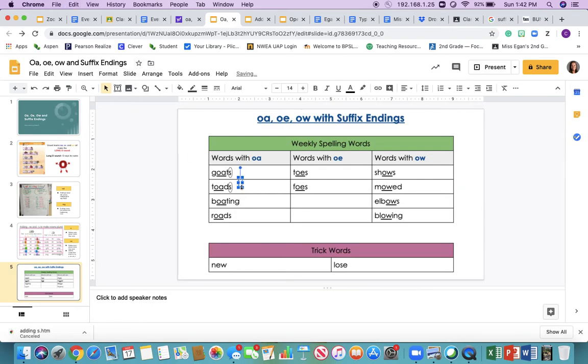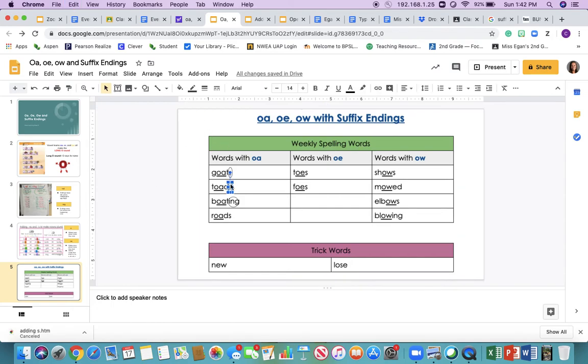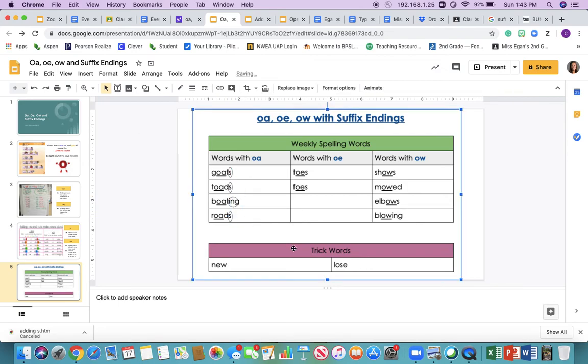In boating, I'm going to make this a little bigger because ing is a longer suffix, okay? We would underline the base word boat and circle suffix ing. In roads, road is the base word, so we would underline it. It's a word that can stand on its own. And S is the suffix, so we would circle it, okay?